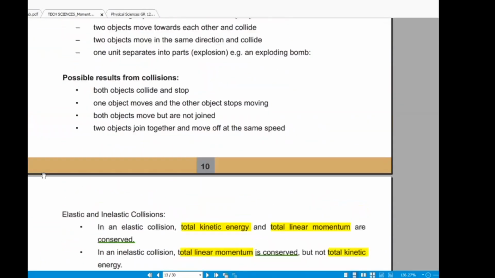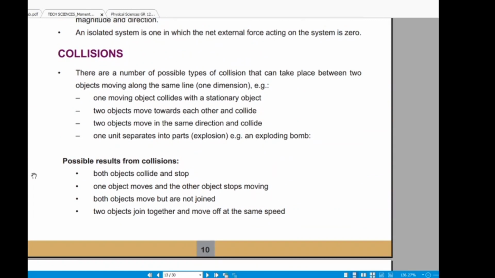We have these scenarios, right? So in this question we were answering, we can say scenario number 1 is an explosion, right? One unit separates into parts, an explosion. So the one unit here is when the boy is holding the ball in his hand, and then when they separate, that's when he throws the ball away towards the girl, right? So that is an explosion.